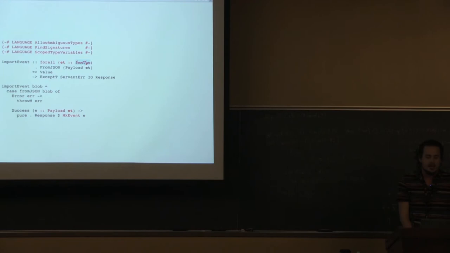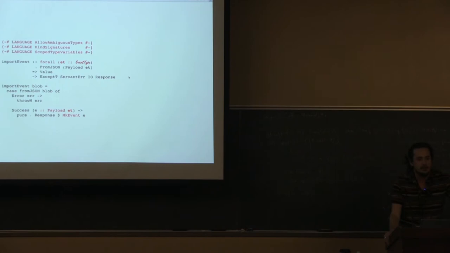And then I also need AllowAmbiguousTypes. And this is by far the spookiest of these things. If you actually look at the value level, this type doesn't describe what type it wants to parse. It says, you give me a JSON blob and I'll give you back a response. And nowhere in that is ET. So if you try to compile it, it'll say, nope, that's ambiguous. I don't know what ET is, so I'm not going to write it for you. And we just say, we're going to ignore that complaint. We're allowed to do this. It's fine, right?